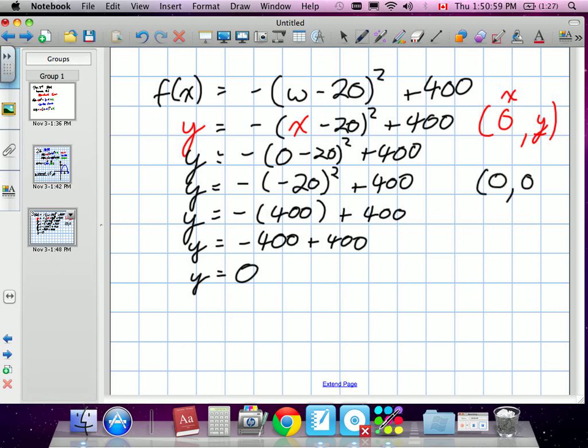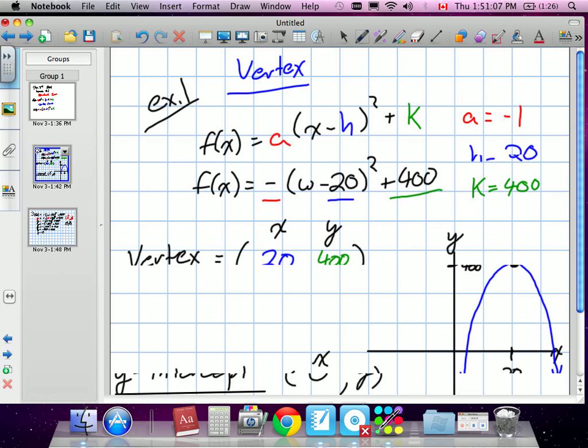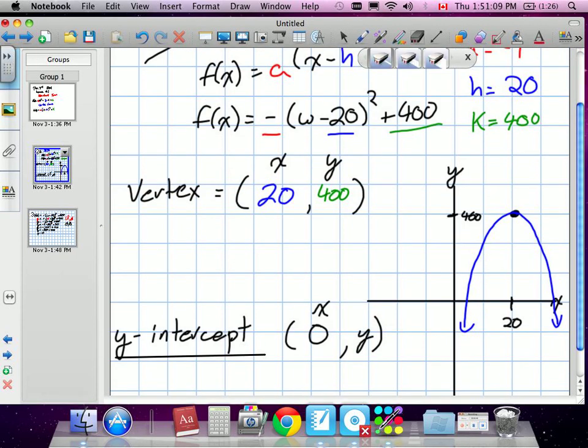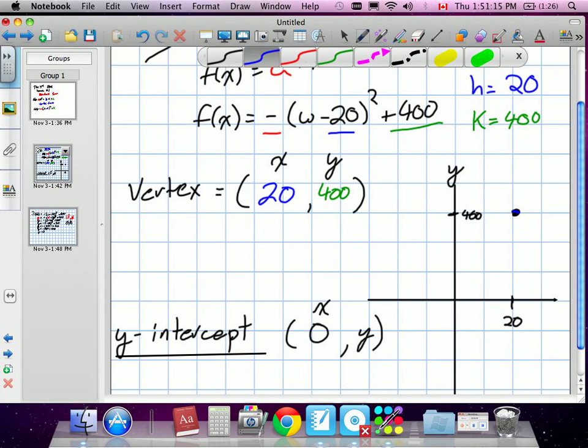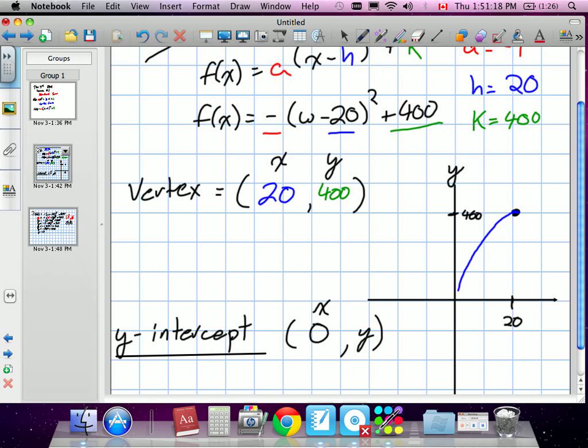So we go back to our graph. We're going to change what we've drawn, our estimation, just a little, because we know that the y-intercept is exactly at the origin, (0, 0). Okay, let's see if we can find the other ones. So that was our y-intercept.